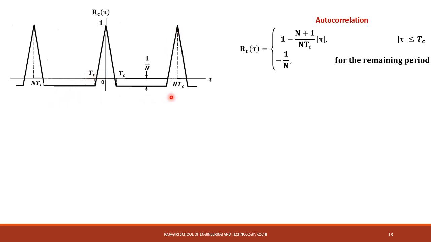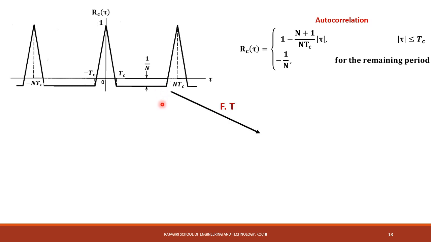Therefore, when you observe the autocorrelation function, it is a periodic binary waveform with a maximum value of 1 and a minimum value of minus 1 by n, and the period is equal to n into Tc seconds. Now, in the previous example, we have seen that the autocorrelation function has a maximum value of 7 and a minimum value of minus 1. On normalizing these values, 7 by 7 is equal to 1, that is the maximum value, and the minimum value is minus 1 by 7, that is minus 1 by n.